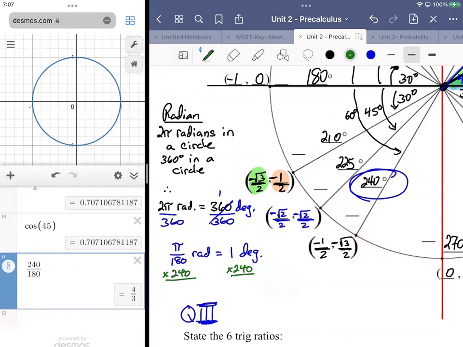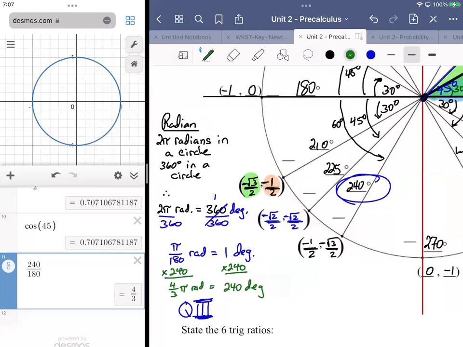And eventually you'd get 4 over 3 with a pi. So that would tell us that 240 degrees is equal to 4 over 3 pi radians, for example. All right, so you could do it that way. It would just take forever. We tend to write that as 4 with the pi on top over 3, just to make it a singular fraction. But that's really up to you. You could write 4/3 pi or 4 pi over 3.